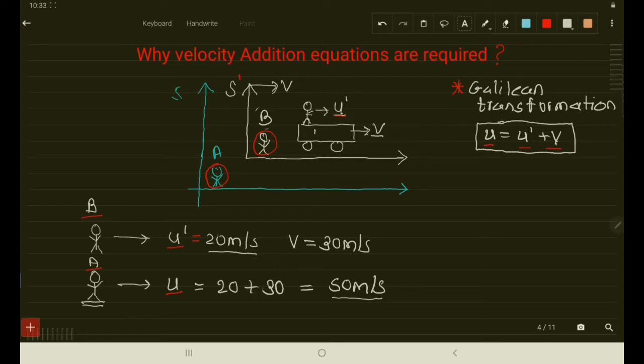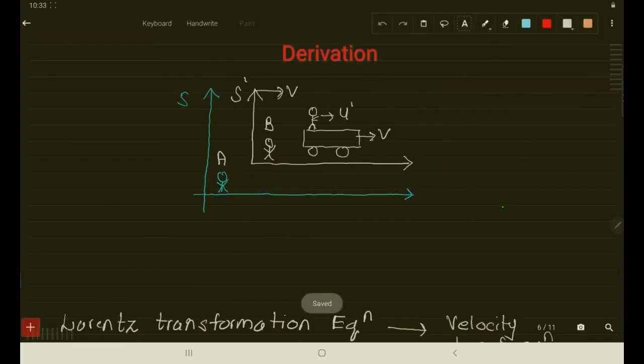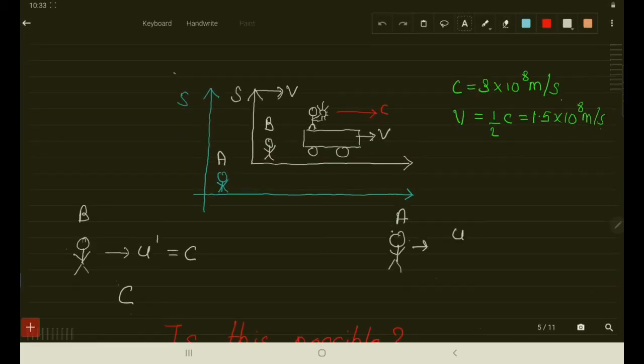Now let us see what is the problem. Now in the same experiment, if we introduce light which is moving with a velocity c in that train. Now a person on the train or the B person will measure the velocity as c. That means this c is u dash. And we will want to find what is the velocity with respect to this person A.